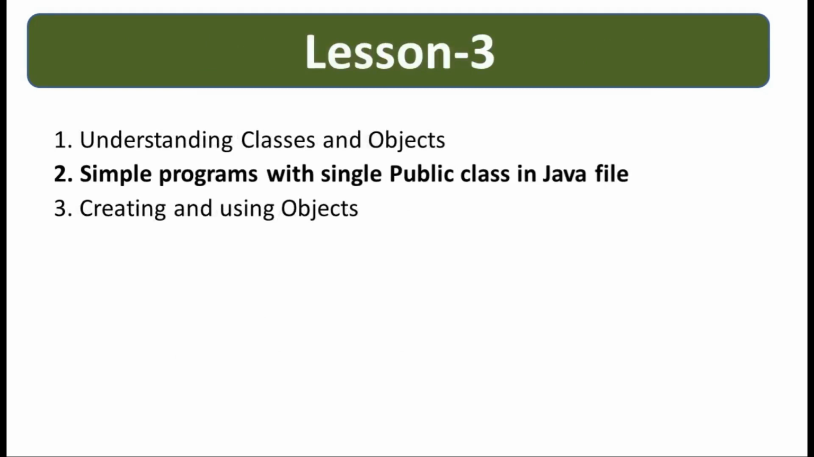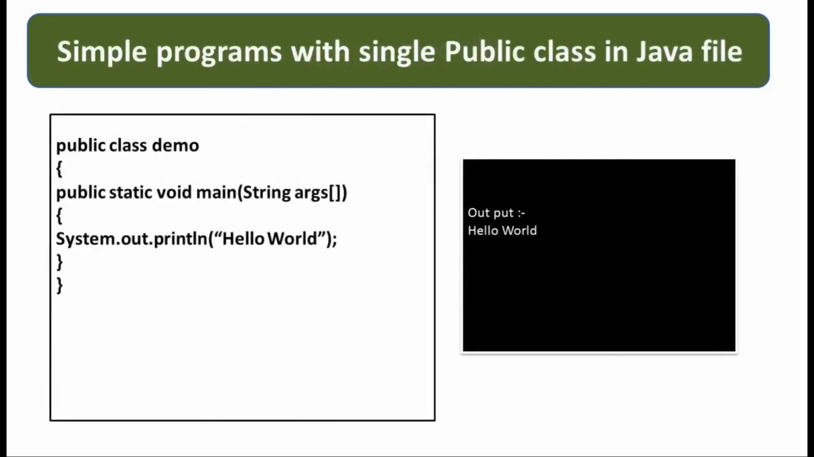Now we are done with the first point. We understood what a class and an object are, and we have also seen the syntax used to create a class. Right, now we'll see simple programs with a single public class in a Java file. In lesson 1, I already used one small program which is very similar to this program. Here the left part is the program, the right part is the output. Upon execution of this program, you will see this output.